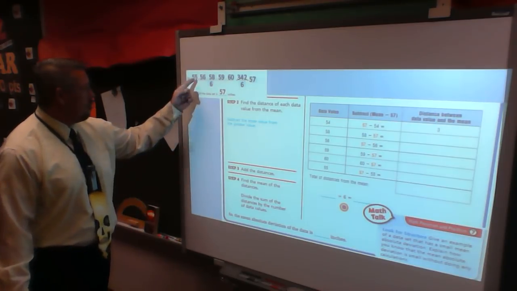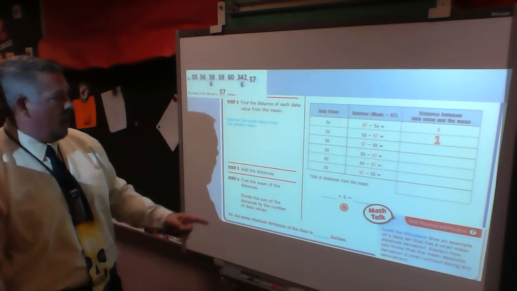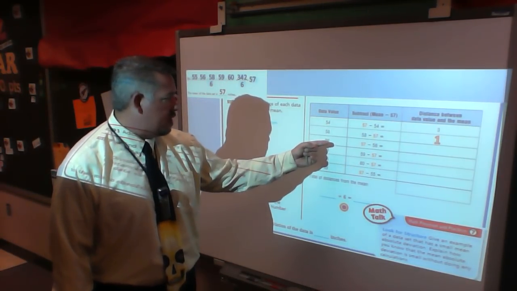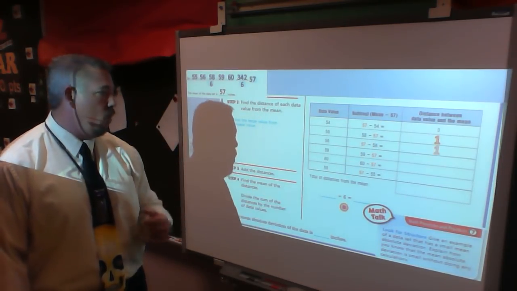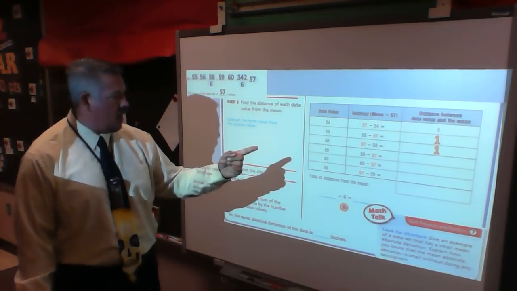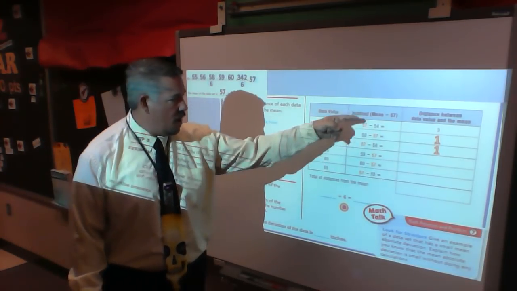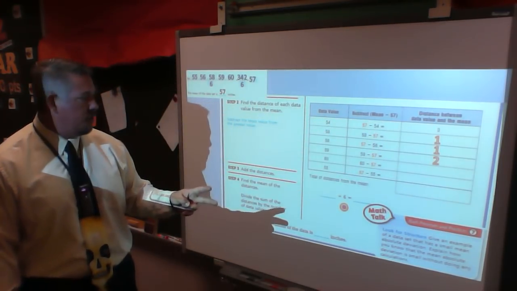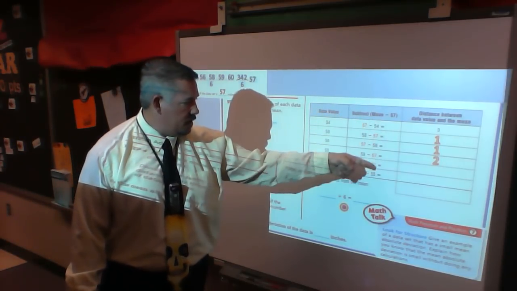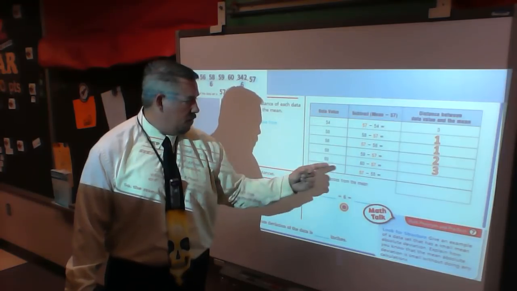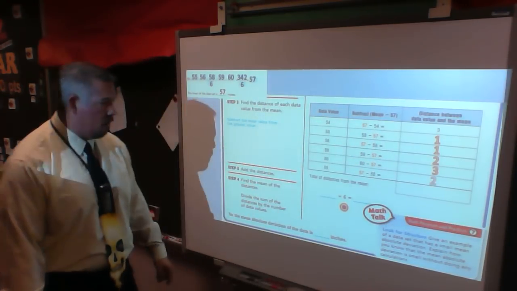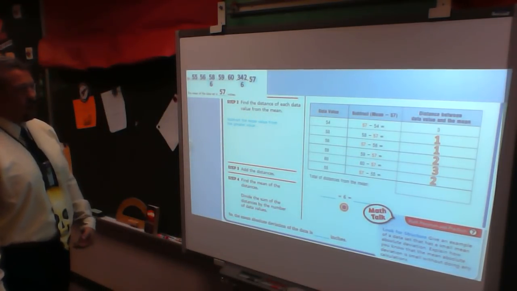So once again, I'm going to use this information. I have 1, I have 56, so I'm going to take 57 minus the 56. That's 1 again. 59 and 57. So 59 minus the 57, that's 2. 60 minus the 57, that's 3. 57, the mean, minus the 55 because it's a smaller value, that's 2.